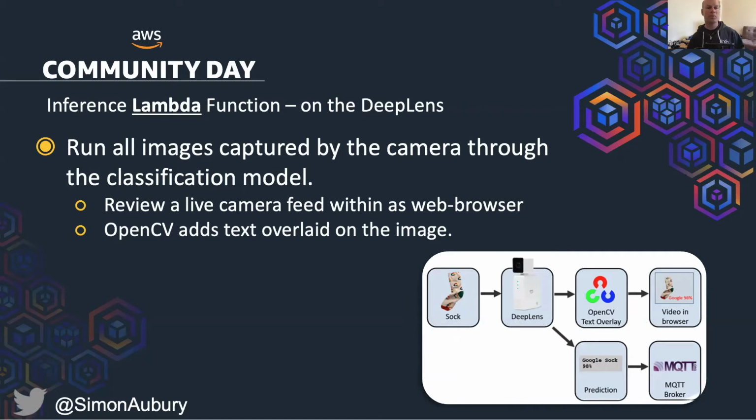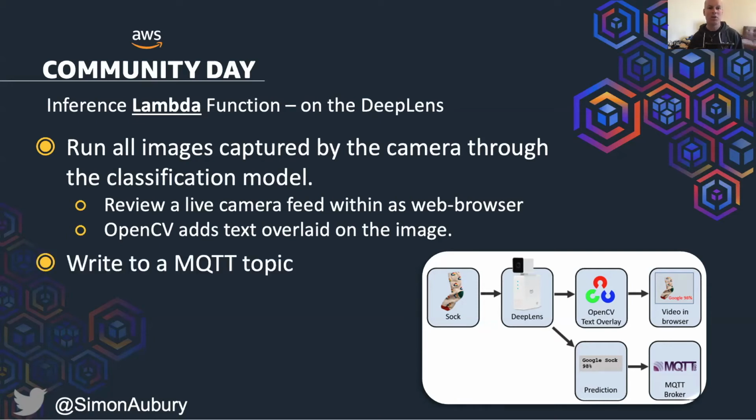And I want to have a bit of text overlay on that video feed just to see what's going on. So I'm going to be using OpenCV, which is a C library, but it's actually wrapped in Python. That allows me to just do some really straightforward text overlays on that image. So when I'm viewing it in the web browser, I get a nice textual overlay of what's actually happening.